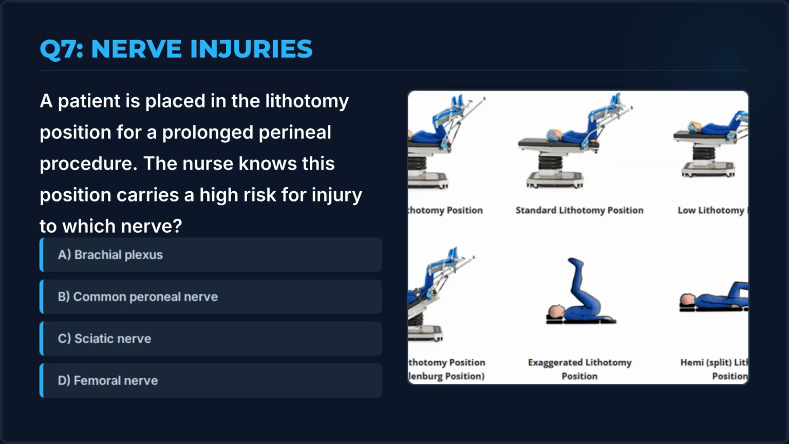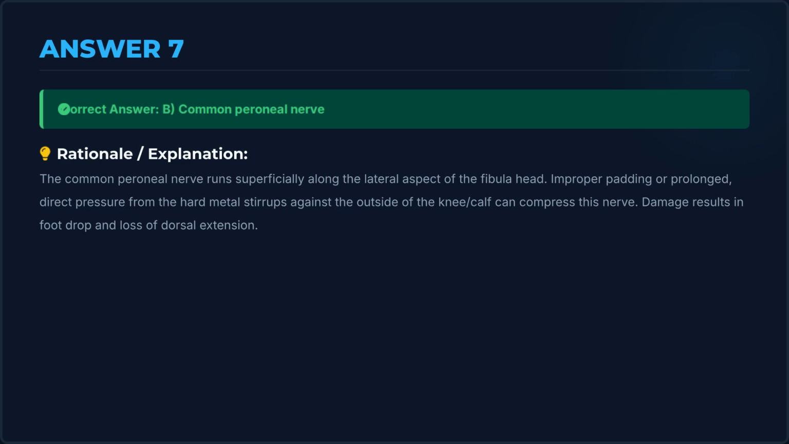Question 7. A patient is in the lithotomy position for a prolonged procedure. This position carries a high risk for injury to which nerve? The correct answer is B, common peroneal nerve. Improper padding or prolonged pressure from stirrups against the knee can compress this nerve, potentially resulting in foot drop.